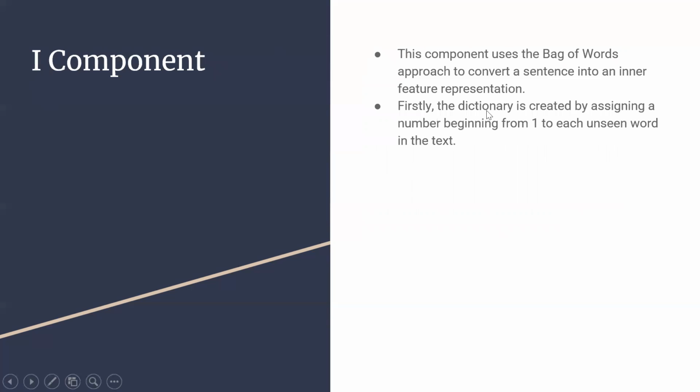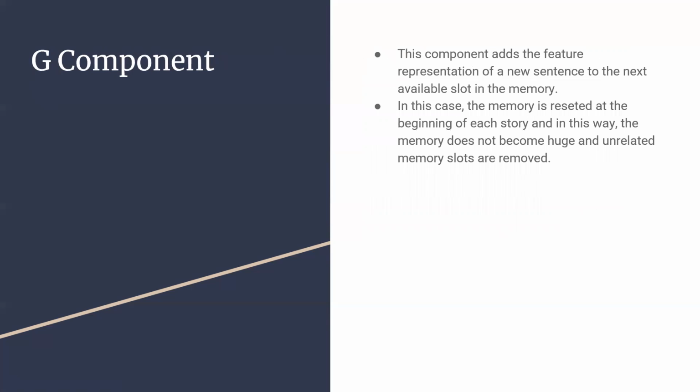The I component uses the bag of words approach to convert a sentence into an inner feature representation. Firstly, the dictionary is created by assigning a number beginning from 1 to each unseen word in the text. Now, the G component adds the feature representation of a new sentence to the next available slot in the memory. In this case, the memory is reset at the beginning of each story, and in this way, the memory does not become huge and unrelated memory slots are removed.